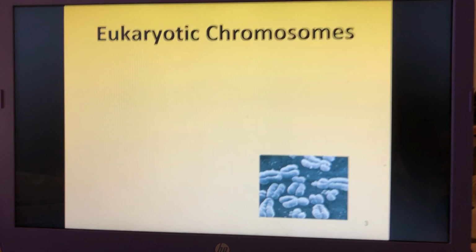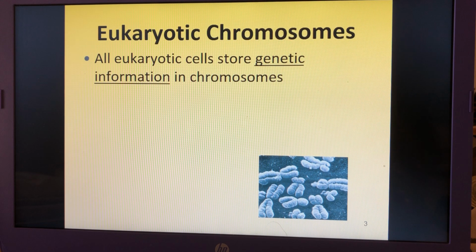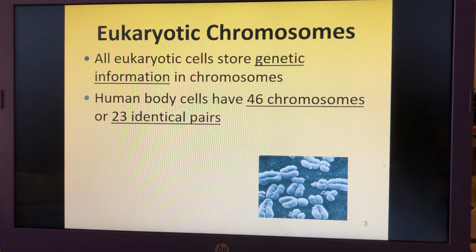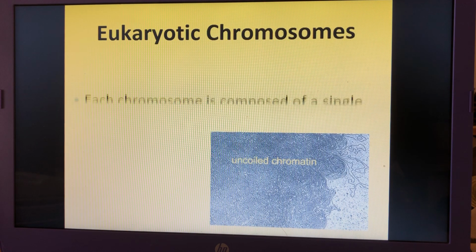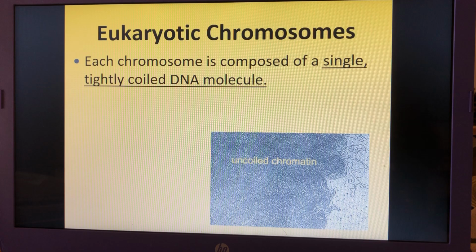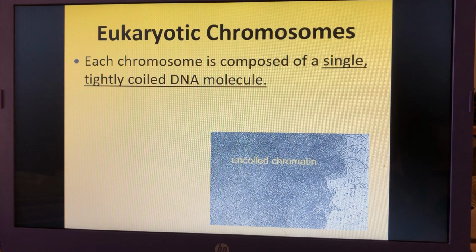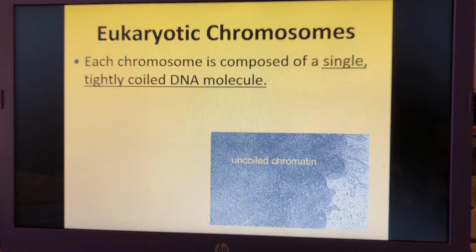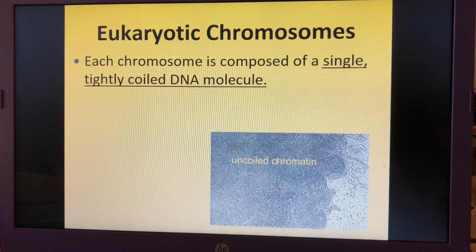There are a few key terms that I need you to remember as we go through mitosis and we discuss the phases of mitosis. I need you to remember that all eukaryotic cells, which are cells with a nucleus, store genetic information in chromosomes. Human body cells have 46 chromosomes or 23 identical pairs. Each chromosome is composed of a single tightly coiled DNA molecule. This uncoiled DNA information has proteins in it also, and we call that chromatin.